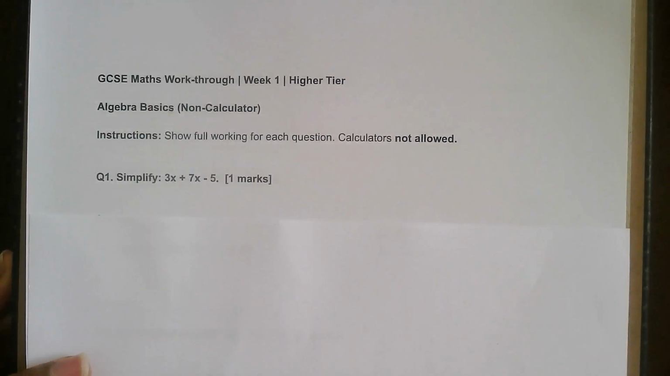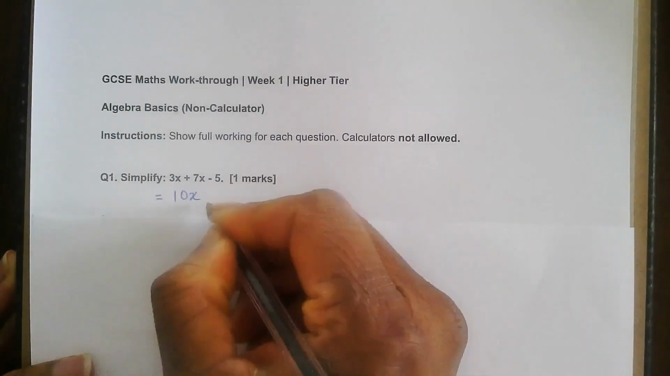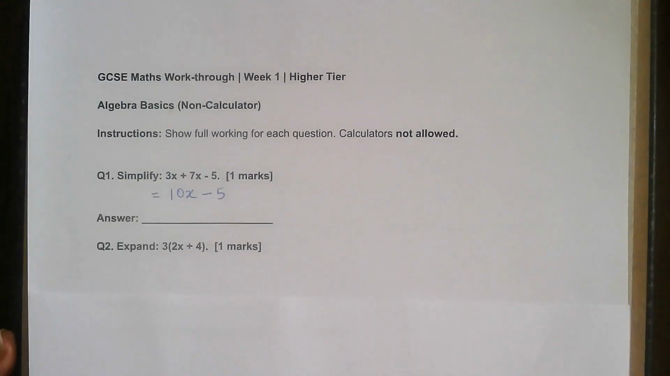Question 1. Simplify 3x plus 7x minus 5. In this case, we would need to collect like terms. 3x plus 7x is 10x minus 5, and that's it.